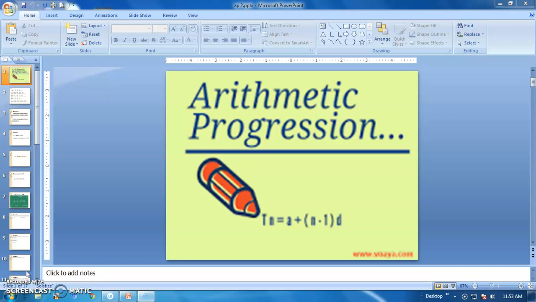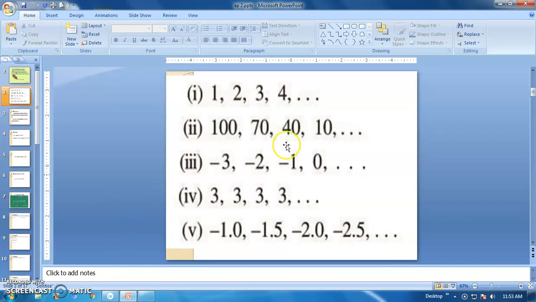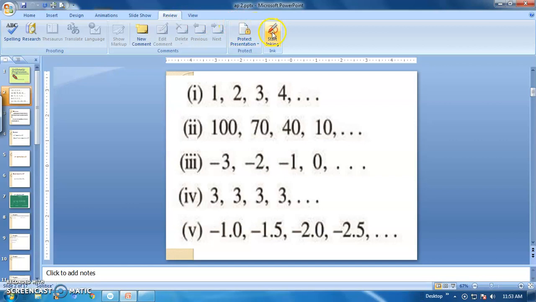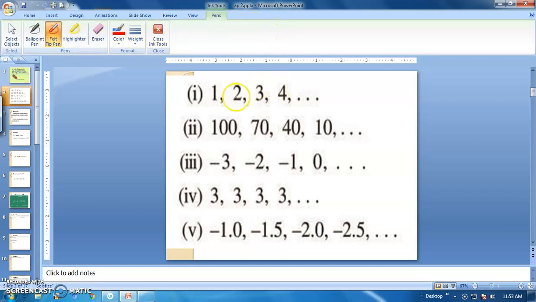So arithmetic progression is nothing but a series of numbers. The numbers are obtained by adding a fixed value, except the first one. So here these are some examples of arithmetic progression.